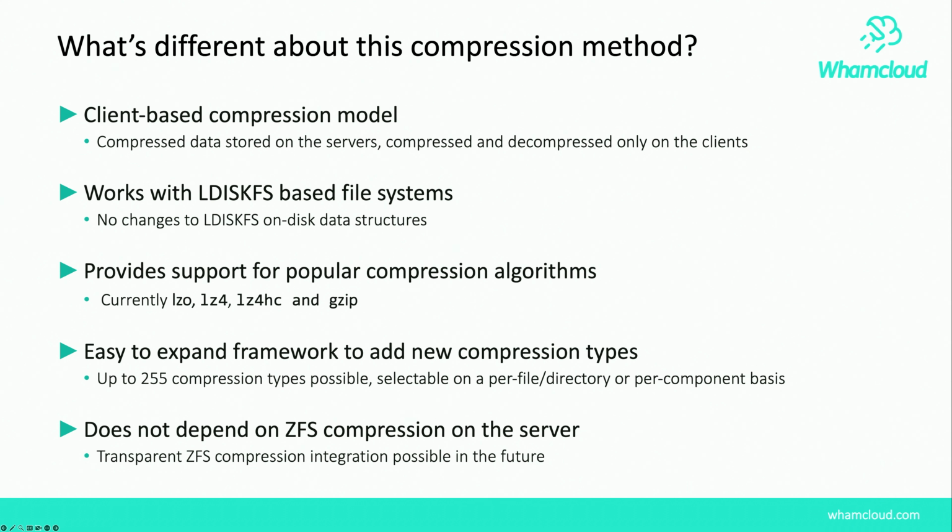So what's the difference about this compression model compared to other stuff that's been out there in the past? Of course, again, it's a client-based compression model. Compressed data is stored on the servers, and compressed and decompressed on the clients. So there's no additional CPU overhead that takes place on the servers. This works with the LDISKFS file system instead of having to be forced into using a ZFS-backed file system. Not that there's anything wrong with that, but again, we're trying to keep it as standard as possible across the board.